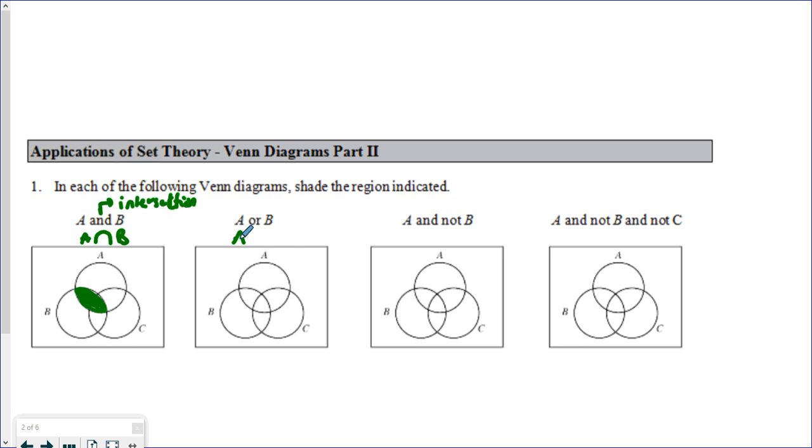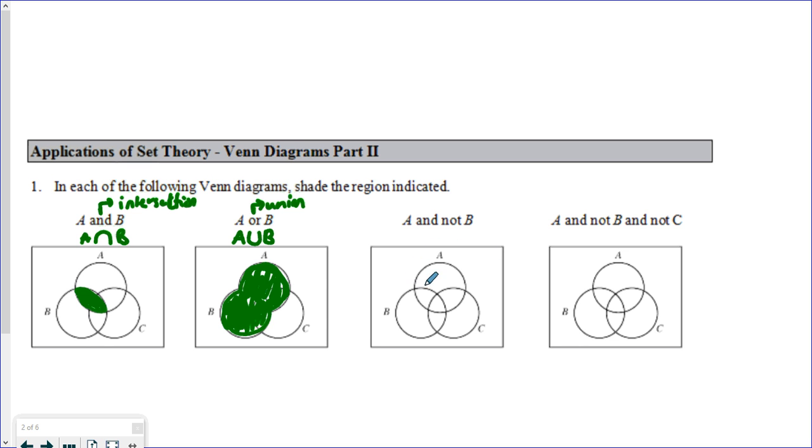A or B. This is the union. So it's anything that's in A or in B. So that would represent the union of set A with set B.